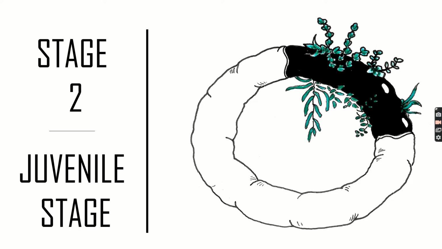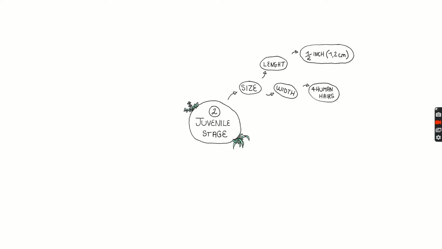So the worm went through the cocoon stage, the incubation period reached an end, the egg hatched, and now the worm is a baby worm in the juvenile stage. So let's get into it. At that point, the size of the worm is a length of around 1.2 centimeters or half an inch, and its width is around 4 human hairs put next to each other. So it's still really small. Its color is basically transparent. So when you look at it, it's like a transparent thread roaming around.